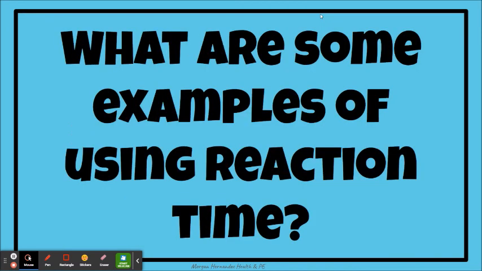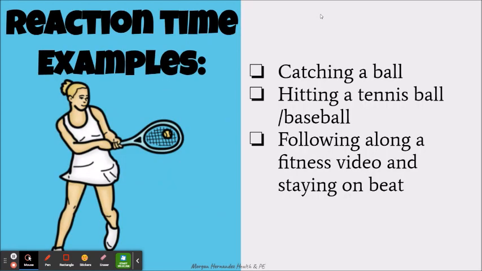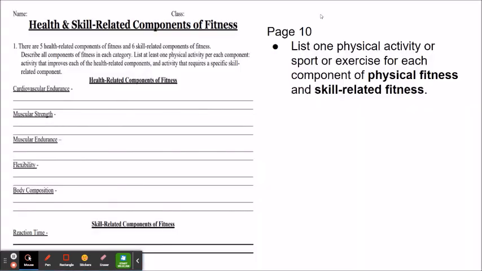And what are some examples of using reaction time? This could be catching a ball, or hitting a tennis ball or a baseball, and following along with a fitness video and staying on beat. There are many more examples of reaction time in different sports. You will learn more about them in upcoming lessons.